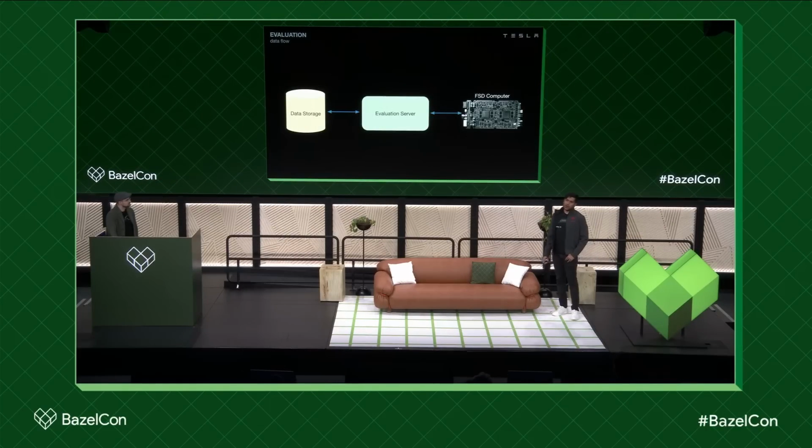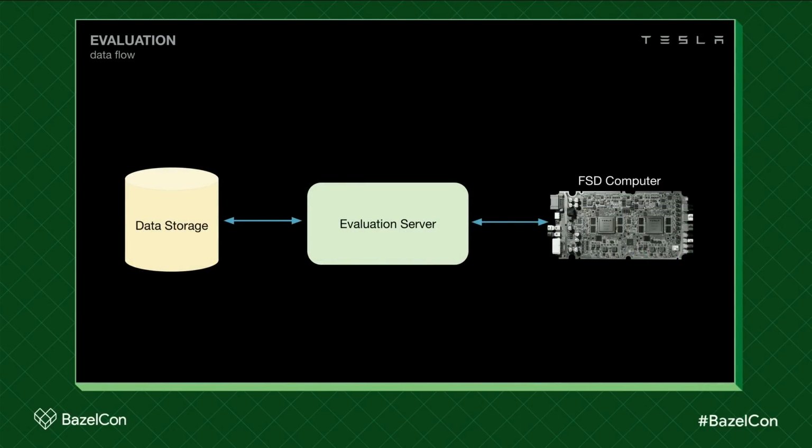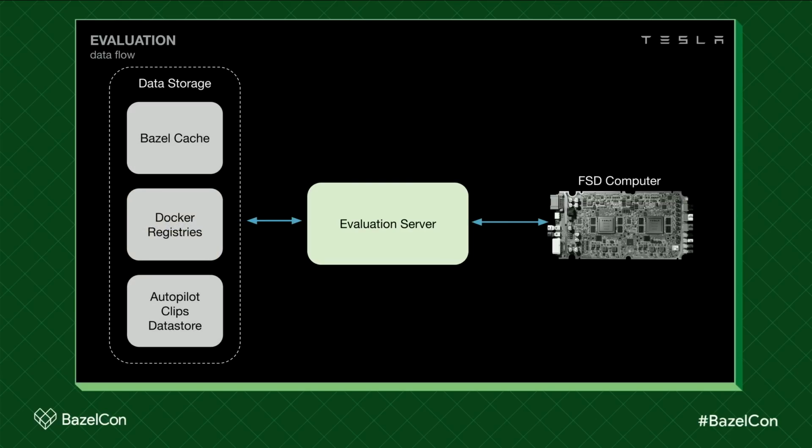Now that we understand how open and closed loop simulation helps us on autopilot, let's dive into how Bazel interacts with evaluation and how both run on our servers. We have three components in our data centers: storage, evaluation servers, and FSD computers. Let's dive into each. Our data is comprised of build artifacts stored in our Bazel cache, our Docker images, and data sourced from our customer fleet.